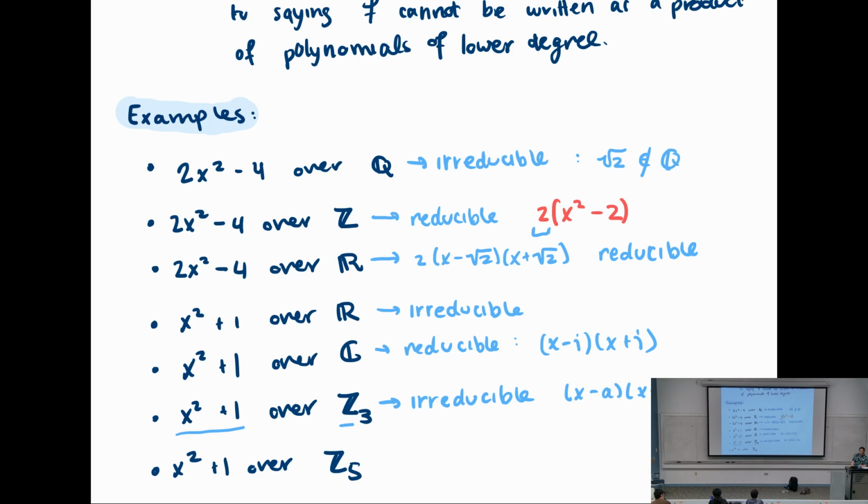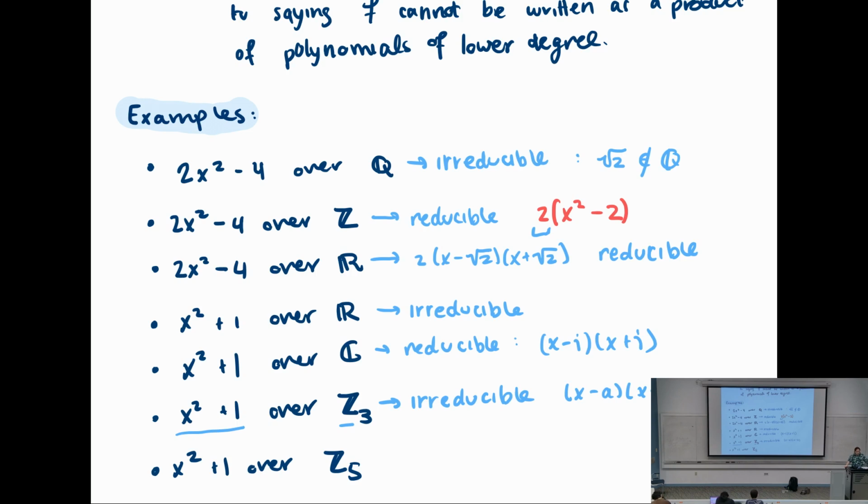So if we plug in 0 into here, then we get 1, so that's not a root. If we plug in 1, we get 2, so that's not a root. And if we plug in 2, then we get 1, again mod 3, so that's not a root, and so it's not possible to factor it because you don't have the roots in the field. Does that make sense?